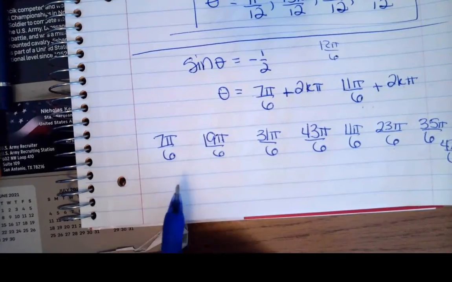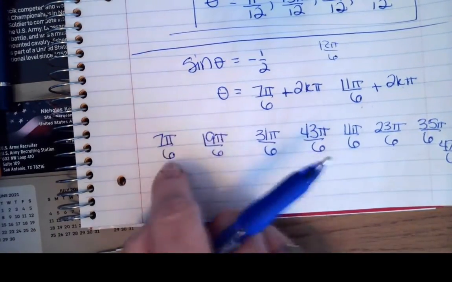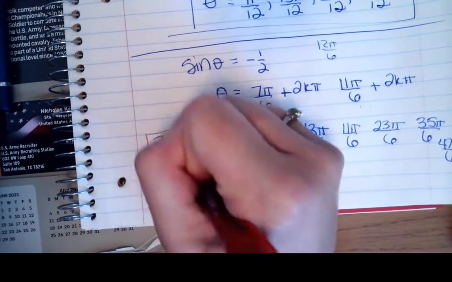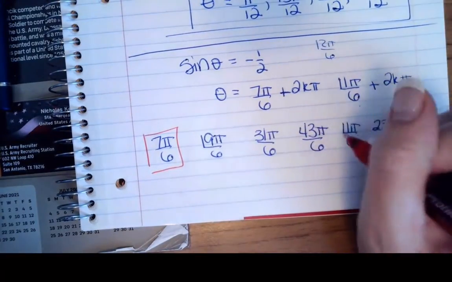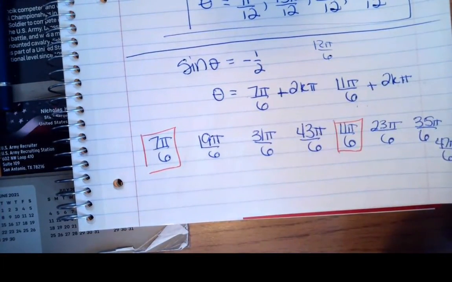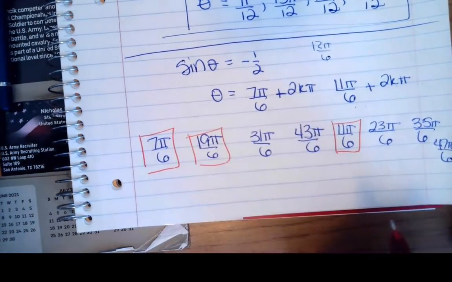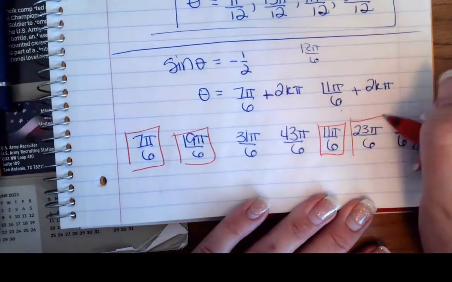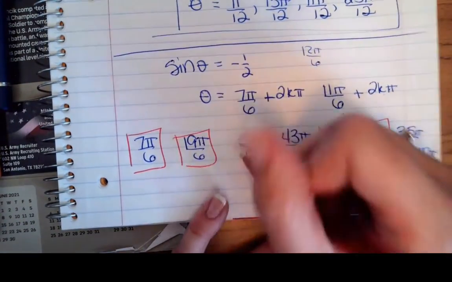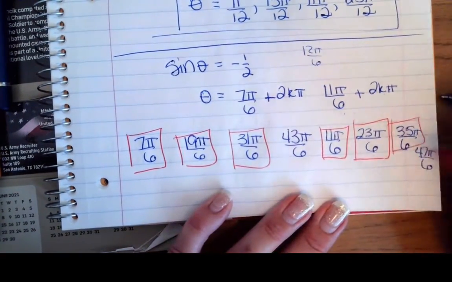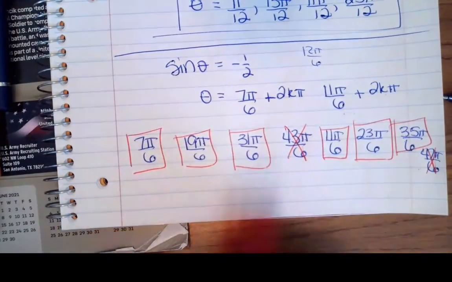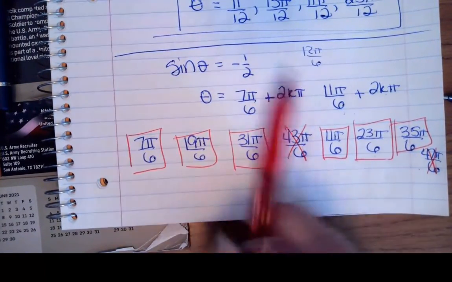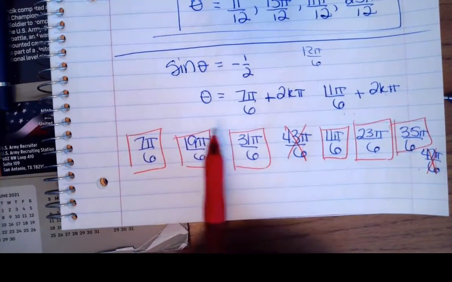I need the first 6. So since they're all pi's over 6, they are multiples of pi over 6. This is the smallest one at 7. Then I've got 11, and then I've got 19, so there's my first 3. Okay, and then I'm going to go to 23. So there's my first 4, and then I'm going to go 5 and 6. So those 2 were extra. So those are my first 6 answers to where does the sine of theta equal -1/2.